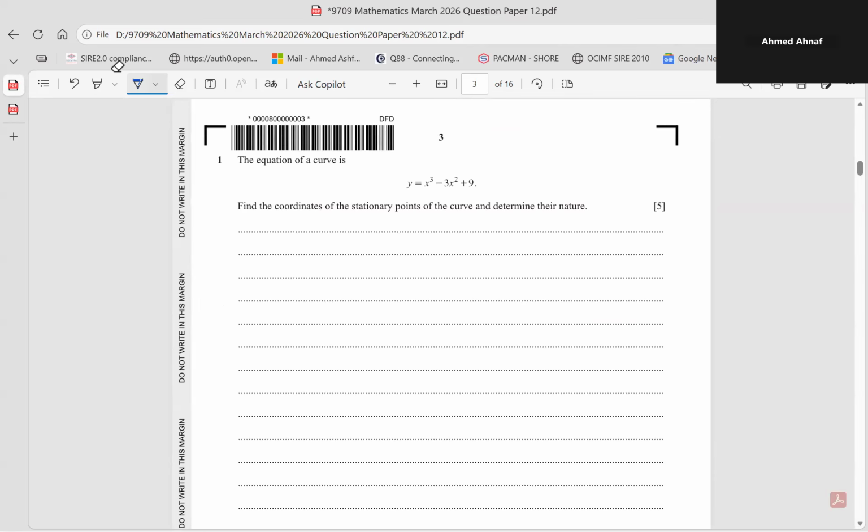Okay, so for the first question, we are given the equation of a curve, y equals x cubed minus 3x squared plus 9, and we are told to find the coordinates, so the x and y values, of the stationary points of the curve, and to determine their nature. Whenever you see the words stationary points, you should immediately think of dy/dx equals 0. So that's what we're going to do first, finding dy/dx.